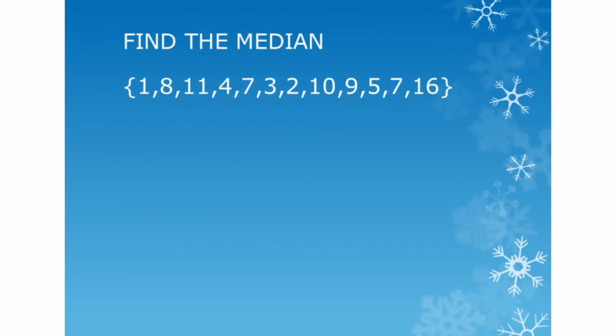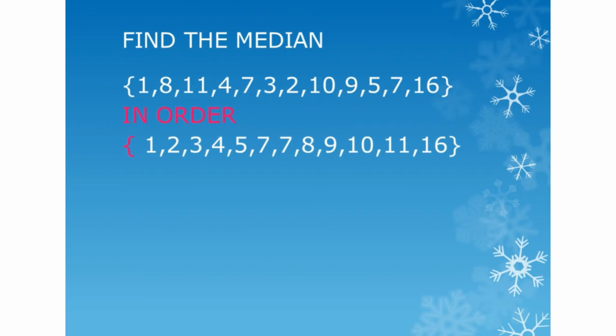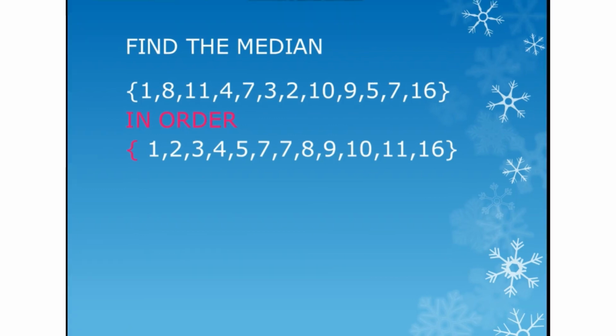Now we're going to find the median, and the median is the number that is in the middle. In order to find the median, we have to write back the dataset in order from the least to the greatest. So we're going to have 1, 2, 3, 4, 5, 7 and 7, 8, 9, 10, 11 and 16. There are two middle numbers in this scenario, 7 and 7. So the middle numbers are 7 and 7.